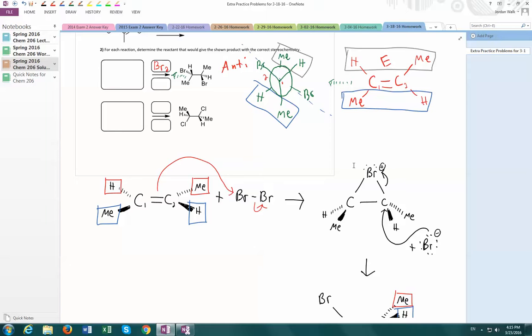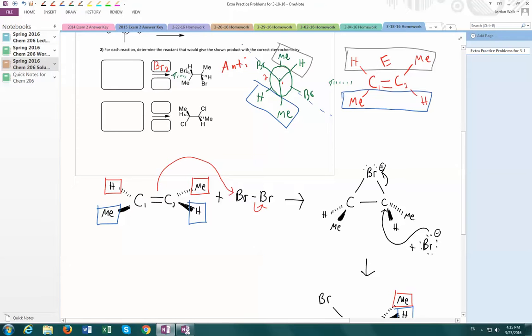What if it was on a dash? What if both of them were on a dash? If both of them were on a dash, well then they're not anti to each other. And so when we try to consider what our starting material would be, we have to think first, what kind of mechanism is it, so we know if they need to be syn or anti. And then once we've got them aligned that way, then we can pay attention to where the other substituents are in space.